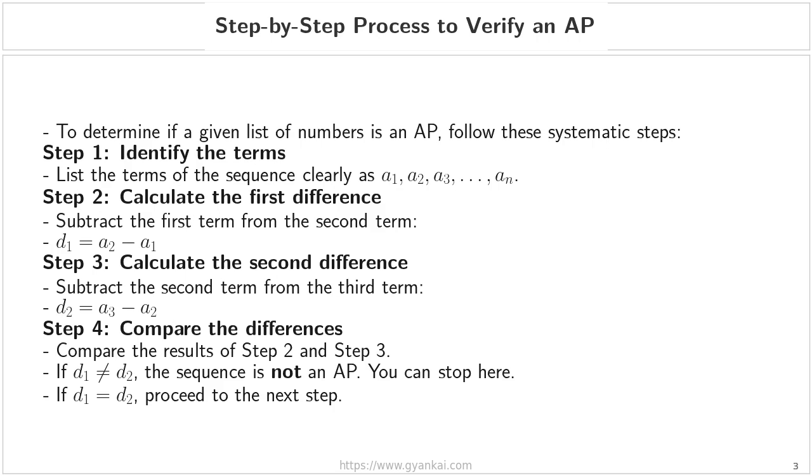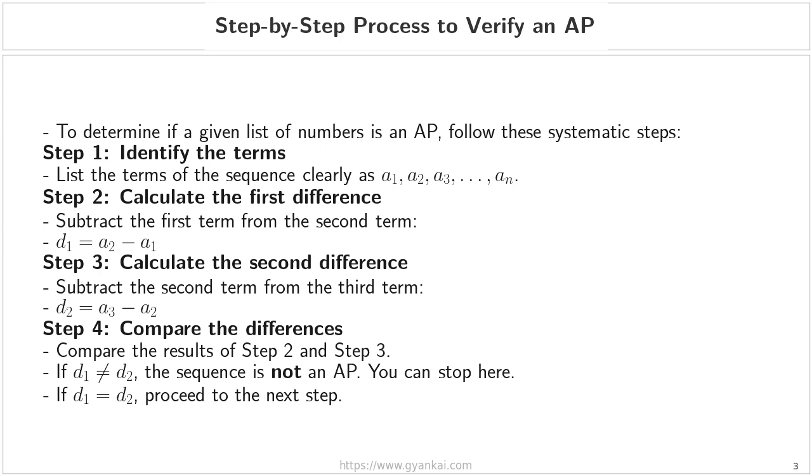Step 4. This is a crucial part of the process. Compare the differences. Look at your result from step 2 and your result from step 3. If d sub-1 does not equal d sub-2, then you have found your answer immediately. The sequence is not an arithmetic progression. You don't need to waste any more time, you can stop right here.